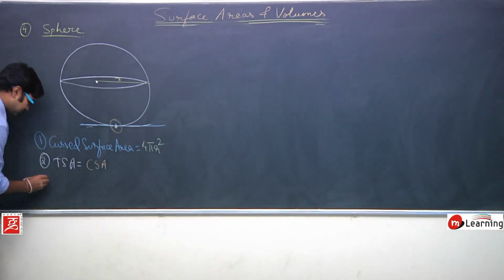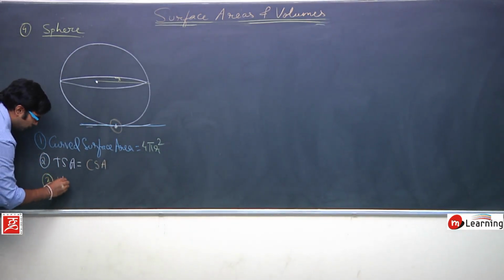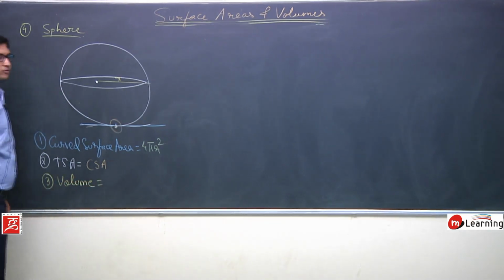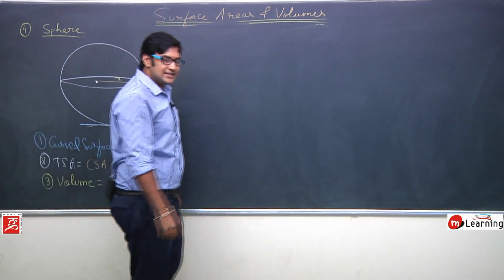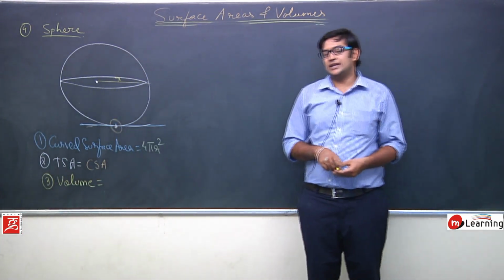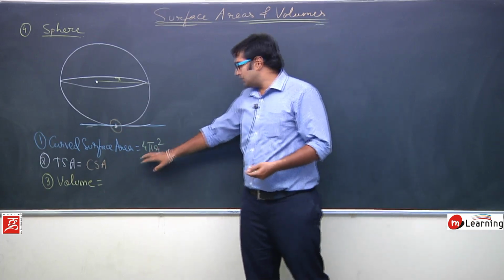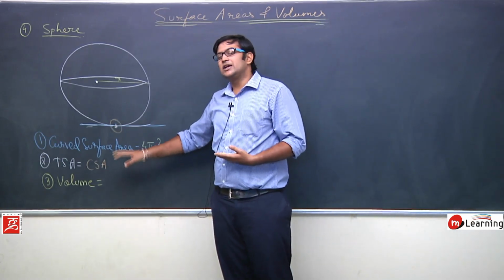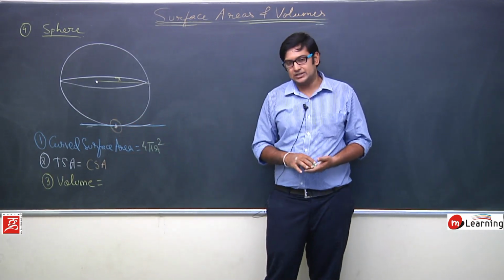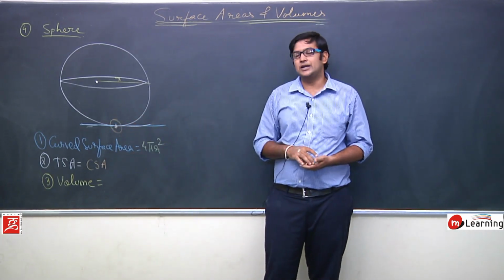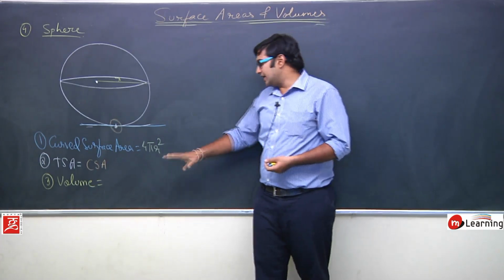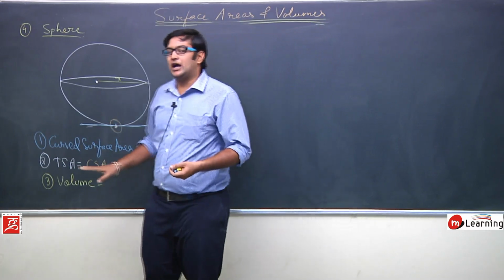The third parameter is volume. Volume of a sphere. Again, as I have said, it is difficult to determine the formula for this sphere, because it requires calculus, which is a part of mathematics, which is not in our course, it is beyond our scope. That's why again we are going to learn the formula as it is.